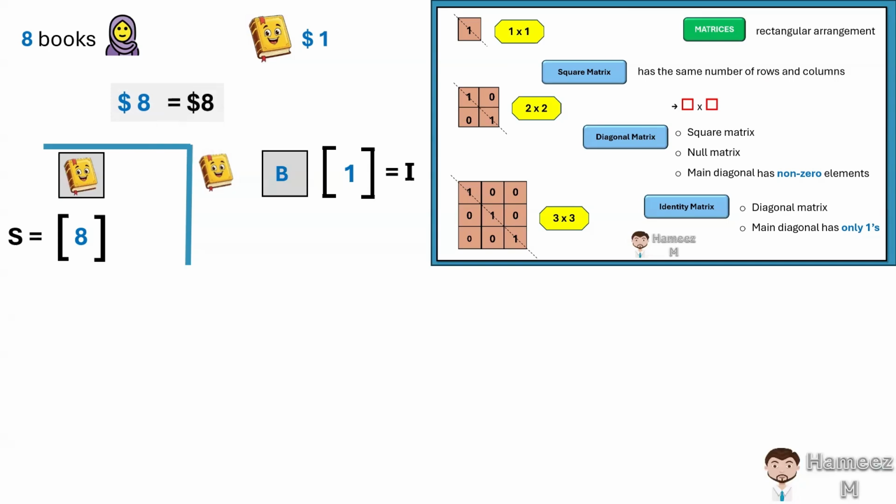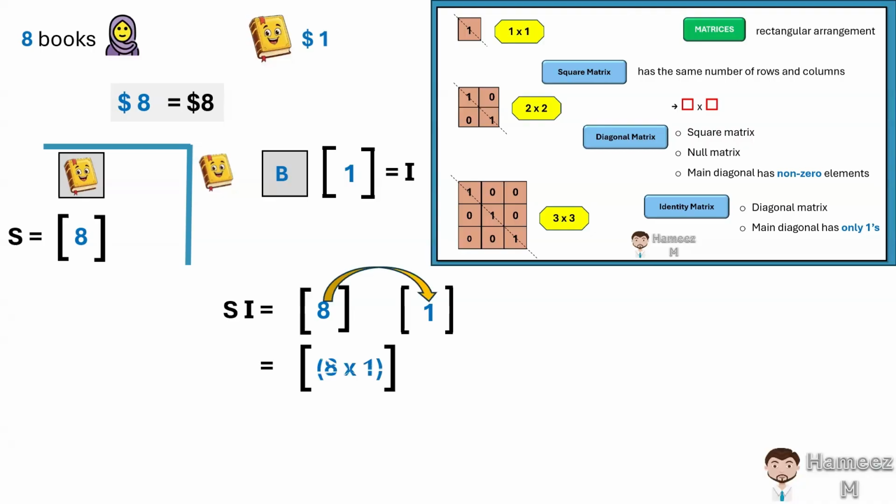So Sarah times I is equal to 8. S is 8 and I is 1. So when we do the multiplication, it will be first row by first column, blue times blue, which we're doing all the time. So it's 8 times 1, which will give us 8.